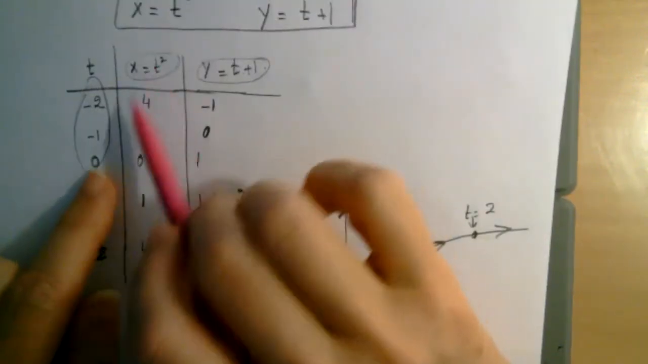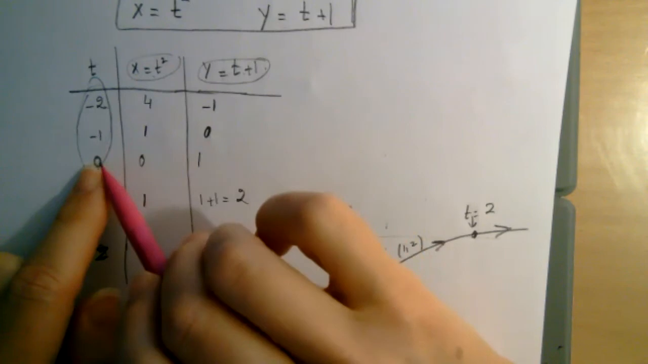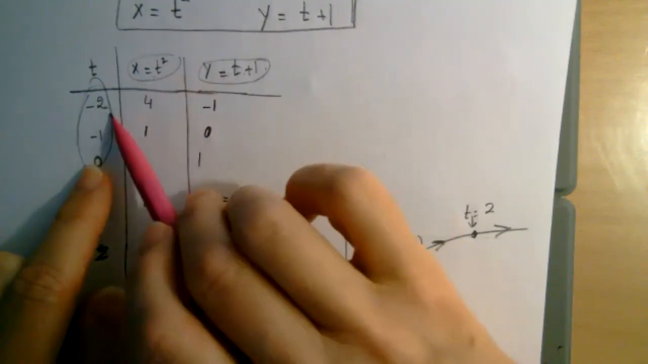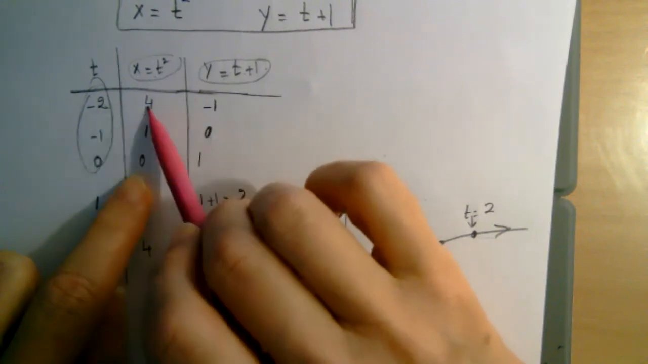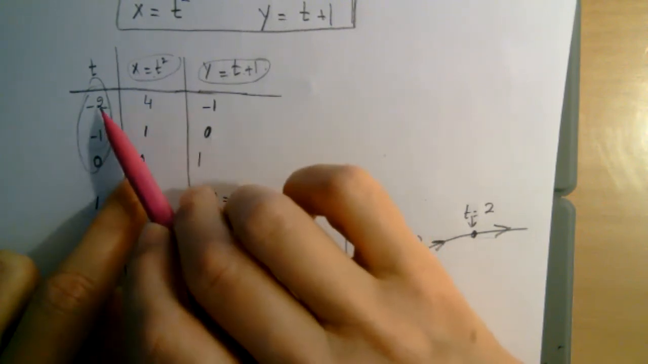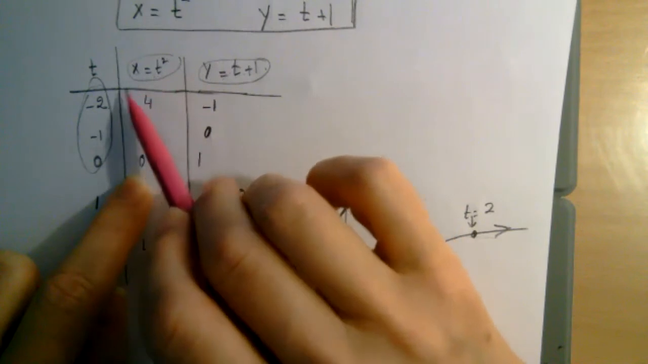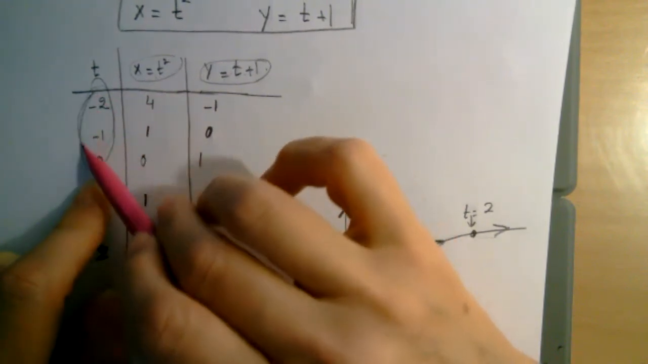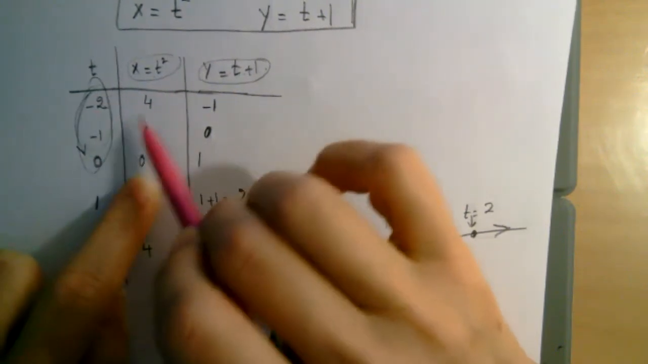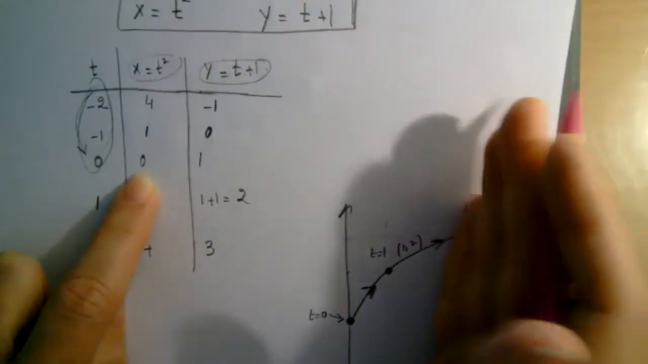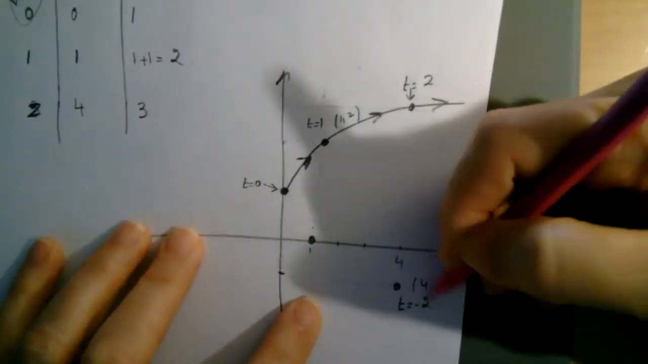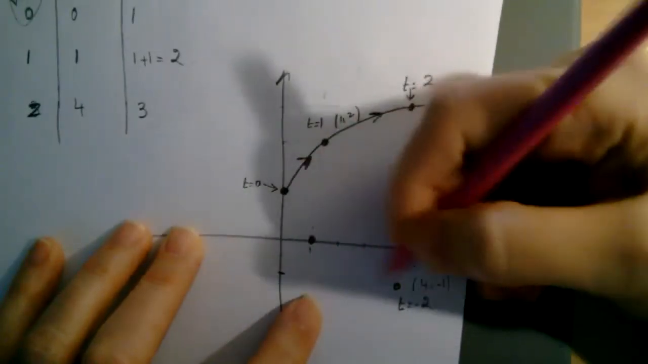Now, when t is negative, I have here t squared. The x decreases. So -2, 4, -1, 1, because it's a square term. So when t goes from -2 to 0, my x decreases. If the x coordinate decreases, it means my object is moving to the left. So up here, my object is going up, but moving to the left.